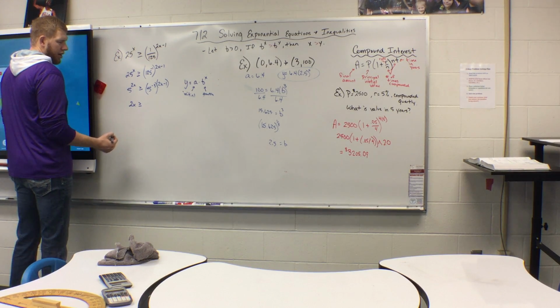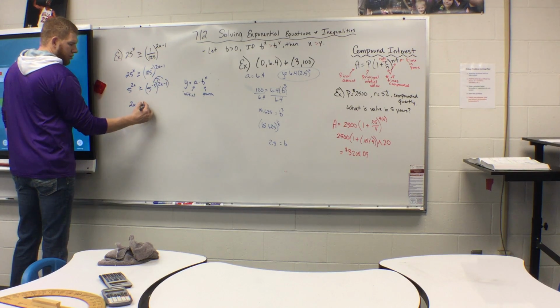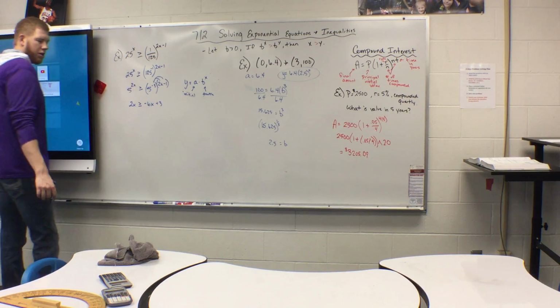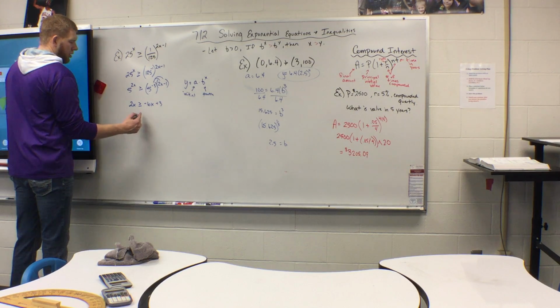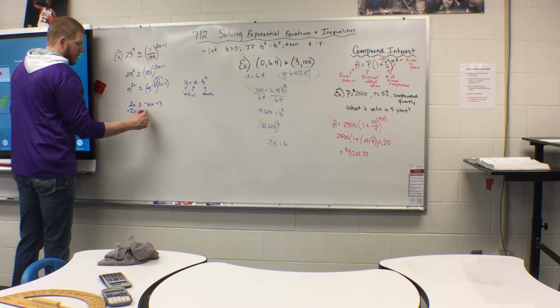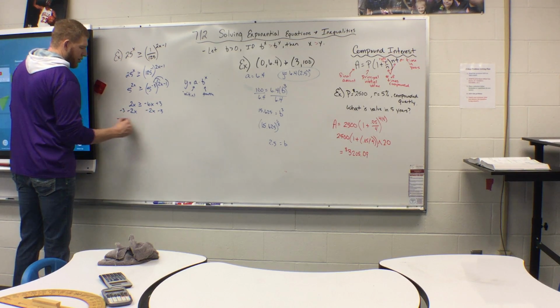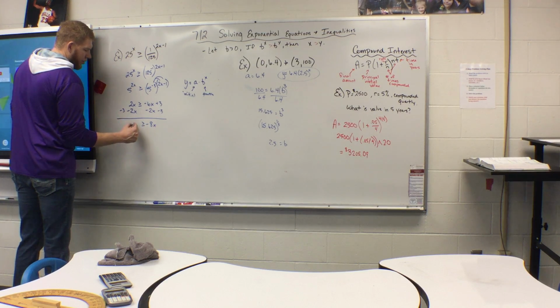So 2x is greater than or equal to, again, I'm going to distribute that, negative 6x plus 3. Okay, I'm going to do this backwards, just because I can. I'm going to subtract this 2x over here and then subtract the 3 over here, so I end up with negative 8x is less than or equal to negative 3.